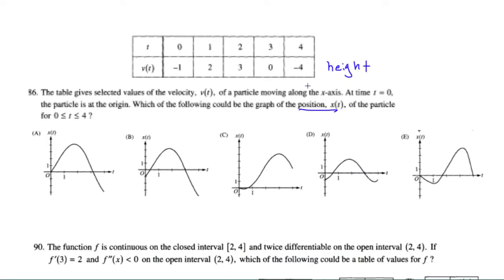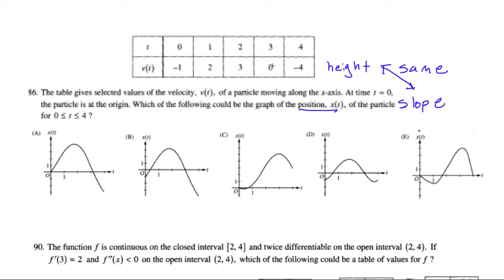Number 86: on a graph of velocity, height is the same thing as slope on a graph of position. So height and slope are the same things. Height on velocity is slope on position. So if I'm looking for, this is an easy one.